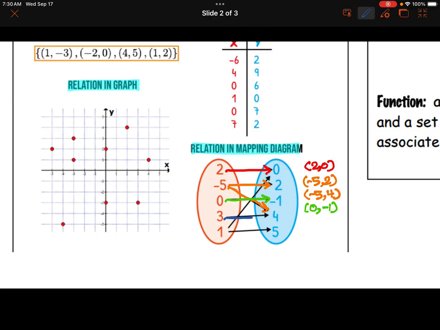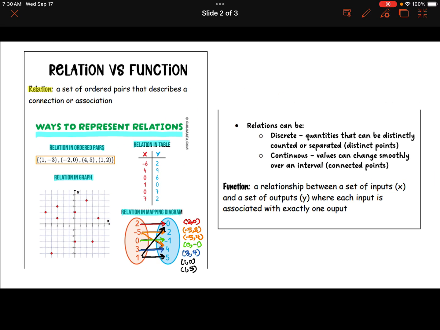And 3 gets mapped to 4. So I have a point at (3, 4). And then 1 gets mapped to 0, so I have a point at (1, 0). And 1 gets mapped to 5, so I have a point at (1, 5). So again, there is my set of ordered pairs, and that's how you read a mapping diagram.